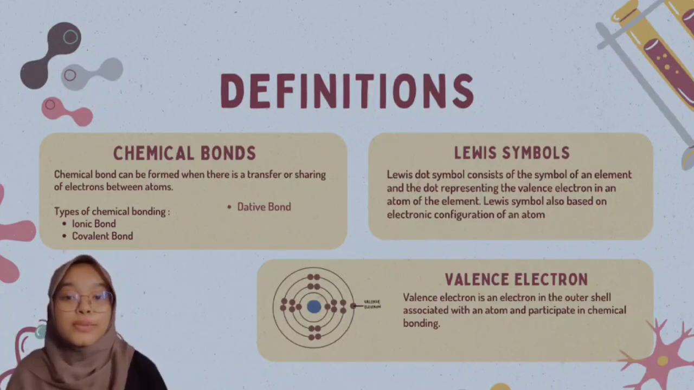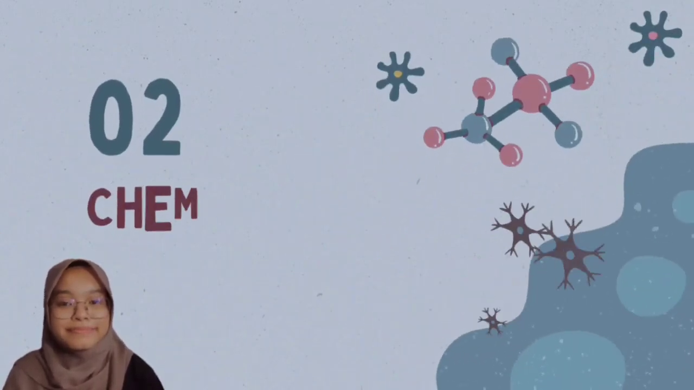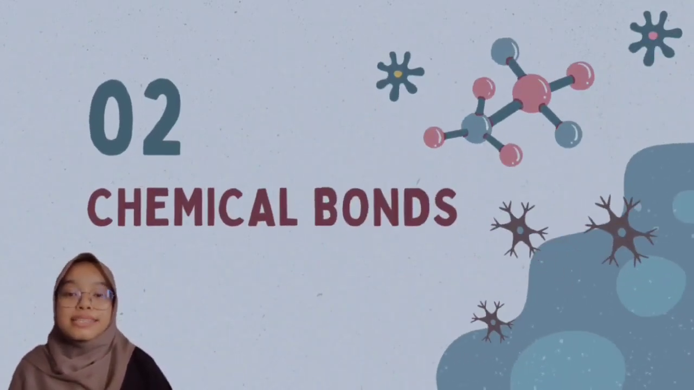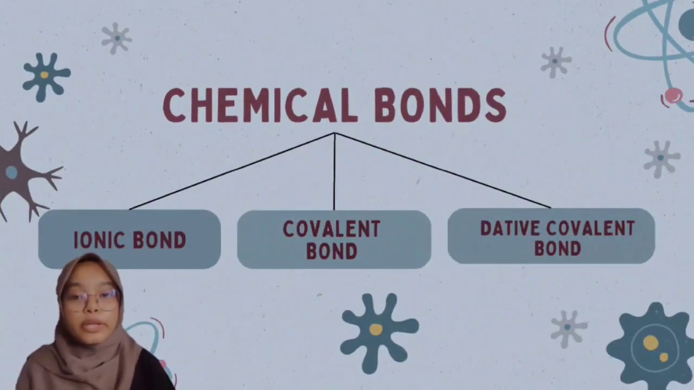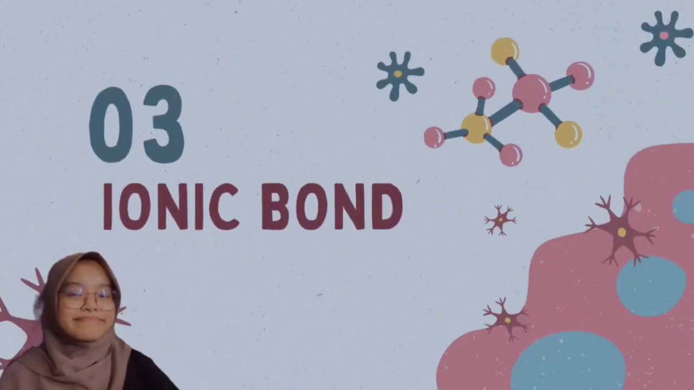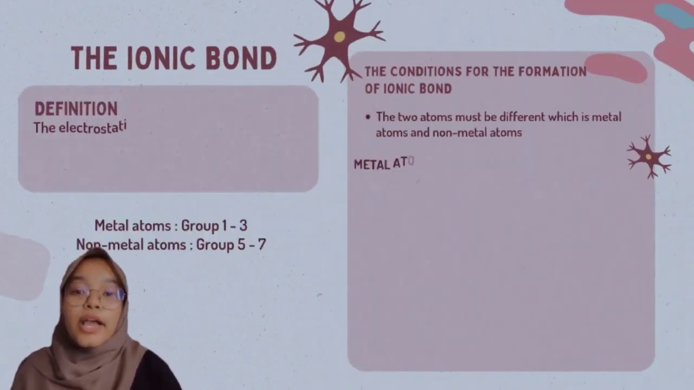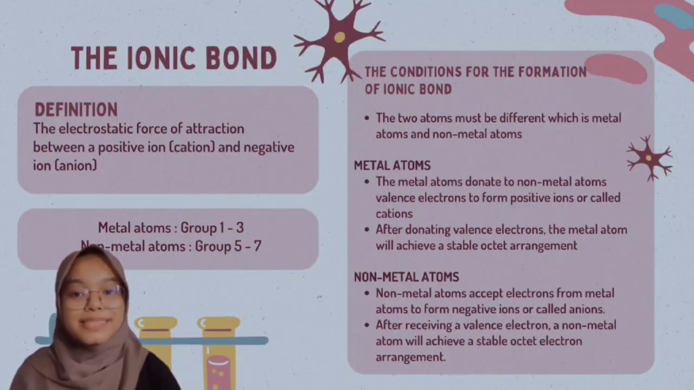Lewis symbol. Lewis dot symbol consists of the symbol of element and one dot for each valence electron in an atom of the element. Secondly, chemical bonds. There are three types of chemical bonds, which is ionic bond, covalent bond, and dative bond. First, let's go to ionic bond. Ionic bond is formed through the transfer of electron between metal atoms and non-metal atoms.